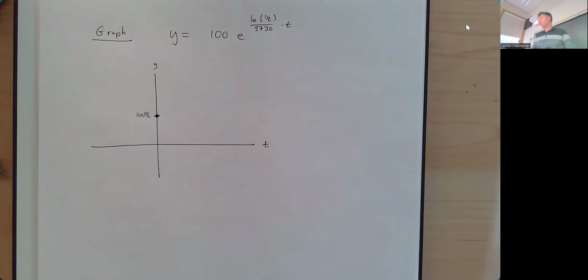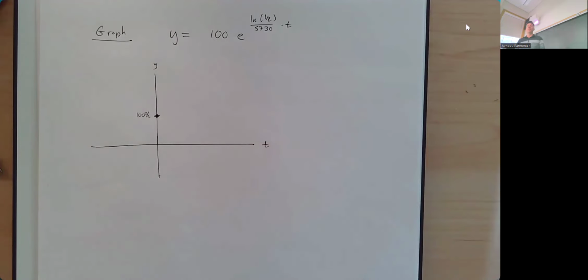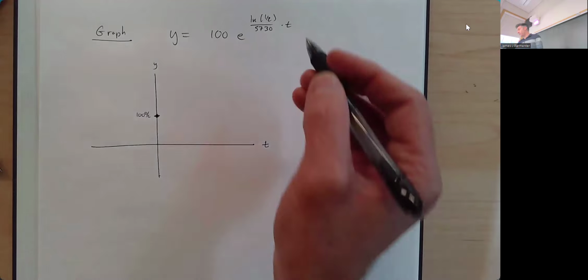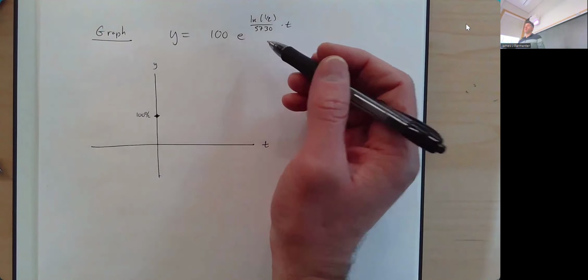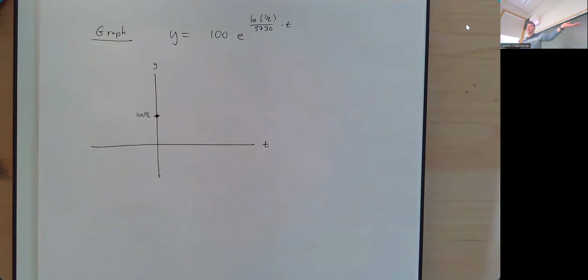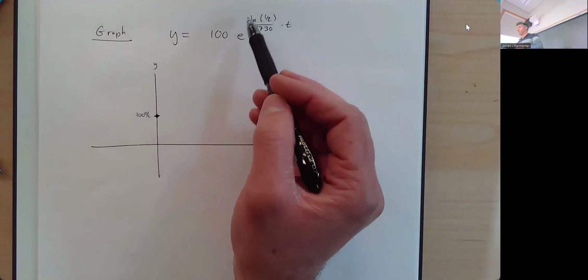Decreasing. Now, another way of seeing that is by looking at the function and observing whether the coefficient of your variable is positive or negative. If you have e to a positive number times t, it's going to get bigger as time goes on. If you have e to a negative number times t, it's going to get smaller as time goes on. The reason I point that out is because it's not always super obvious that this number here is in fact negative.